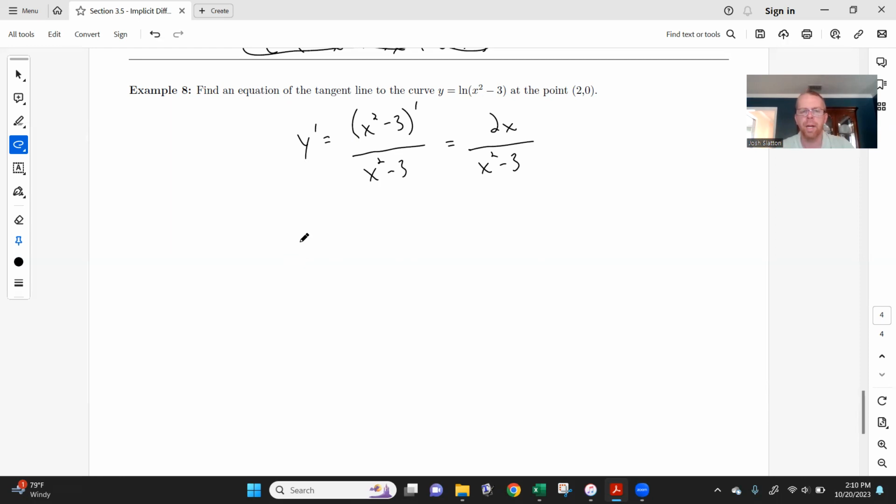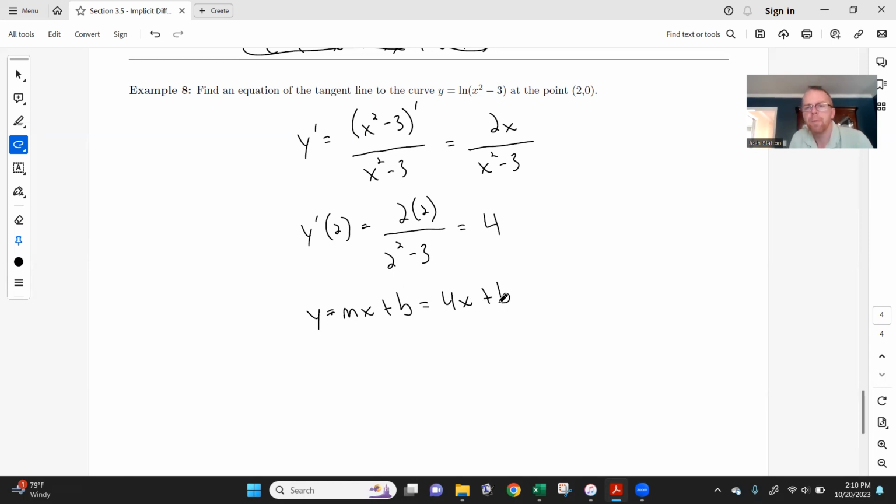All right. So now we need to find the slope at the point (2, 0). So we're going to plug in 2 for the x. So we have 2 times 2 over 2 squared minus 3. That gives us 4 on the top, 4 minus 3, which is 1 on the bottom. So the slope is 4. So we have y equals mx plus b. That's what we need to find. Our slope is 4, so this is 4x plus b.